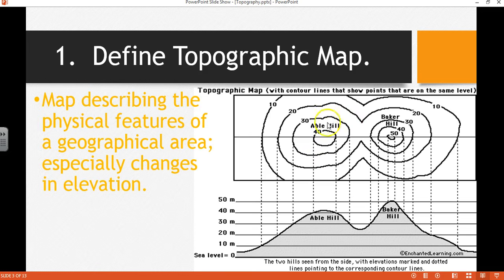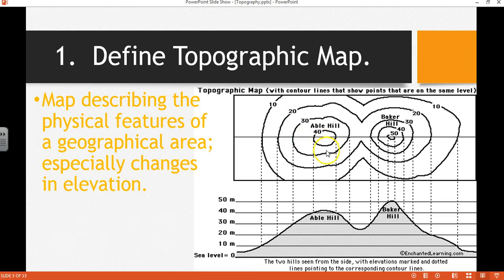And so up here, we have the same landscape feature as a two-dimensional flat topographic map. We see that at the beginning, they share these lines, and then eventually they become completely separate as both of our hilltops separate. So we have Able Hill and we have Baker Hill. We can see that the lines change by 10 meters. That's our interval. That's how much the elevation is changing as you move from one line to the next.